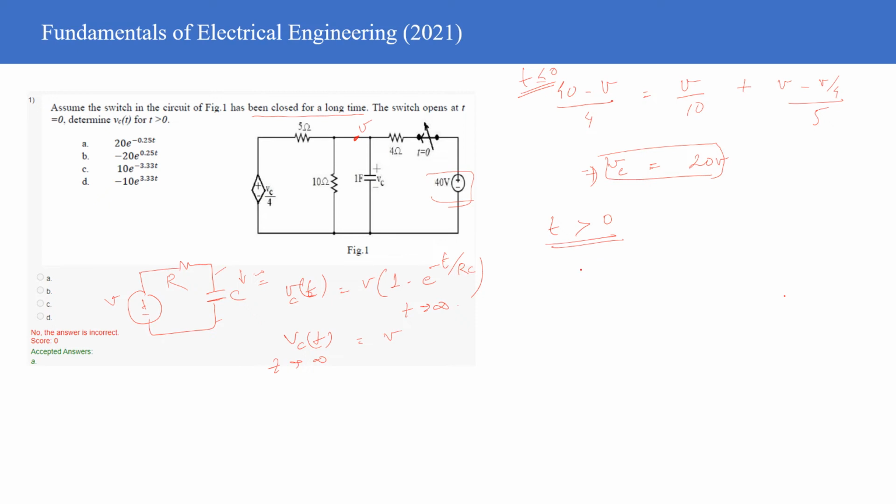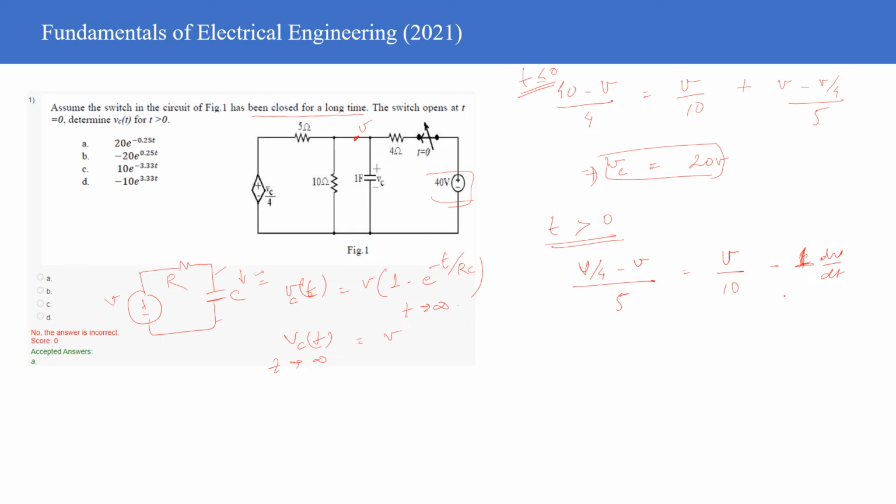So I can write that the voltage at this node is V_C, right? So V divided by 4 minus V divided by 5 equals V by 10, right? And this capacitance would be discharging, so it will be minus C dV/dt, and C equals 1 over here, so you can just write it as 1, right?